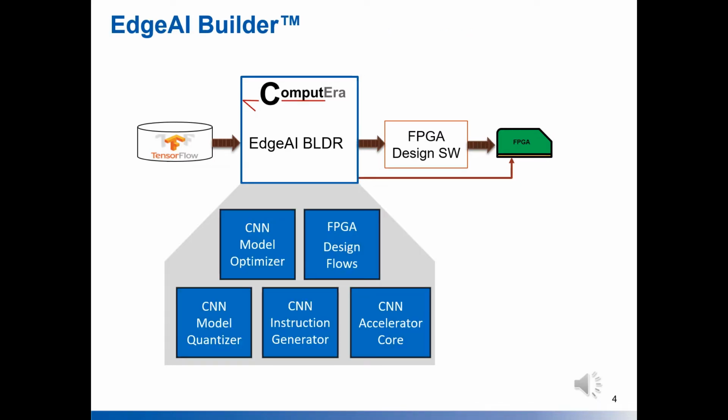Edge AI Builder takes a CNN model and runs it through a series of optimizations and quantization to make it efficient for hardware implementation on an FPGA. Then the CNN accelerator core from ComputEra gets configured to run the AI model and ensure it is efficient from a resource utilization standpoint. Finally, the CNN compiler generates instructions for this accelerator to run in order to conduct the inference.